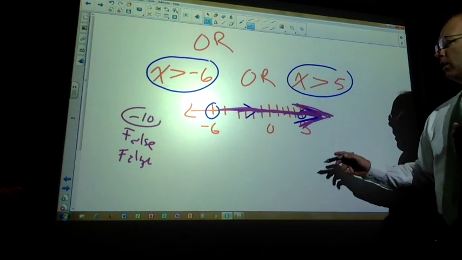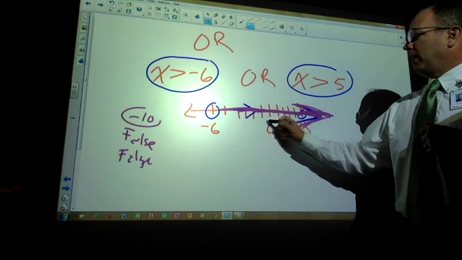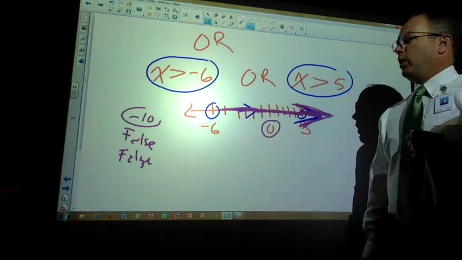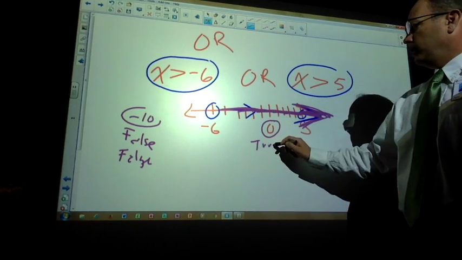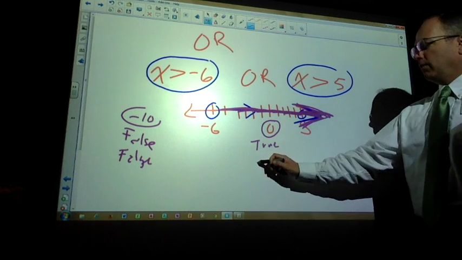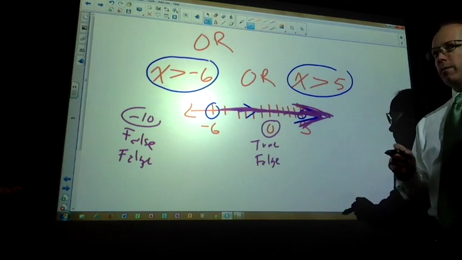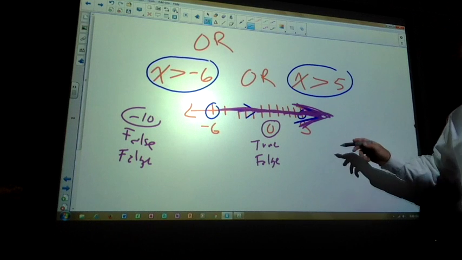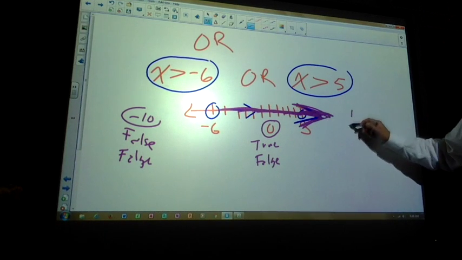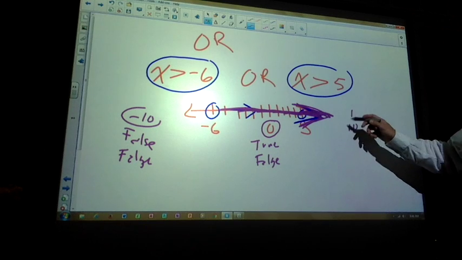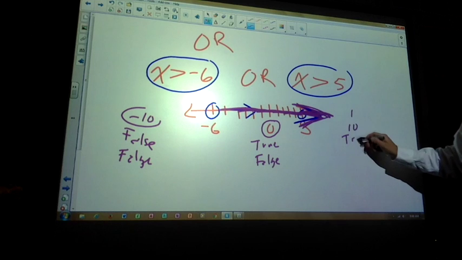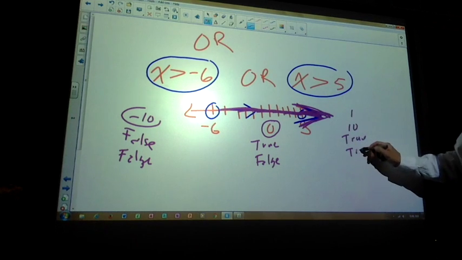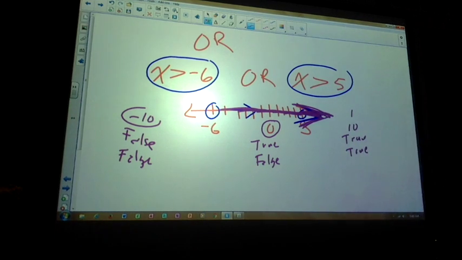Now let's pick 0. That's the in-betweenness, right? 0 greater than -6, true. 0 greater than 5, no. Is this part of the solution? Yes. All right, so we had 5 here. Let's say we had 10 out here. 10 greater than -6? Yes. And greater than 5. So it works. So it's an OR situation. So how much gets shaded? All of it.